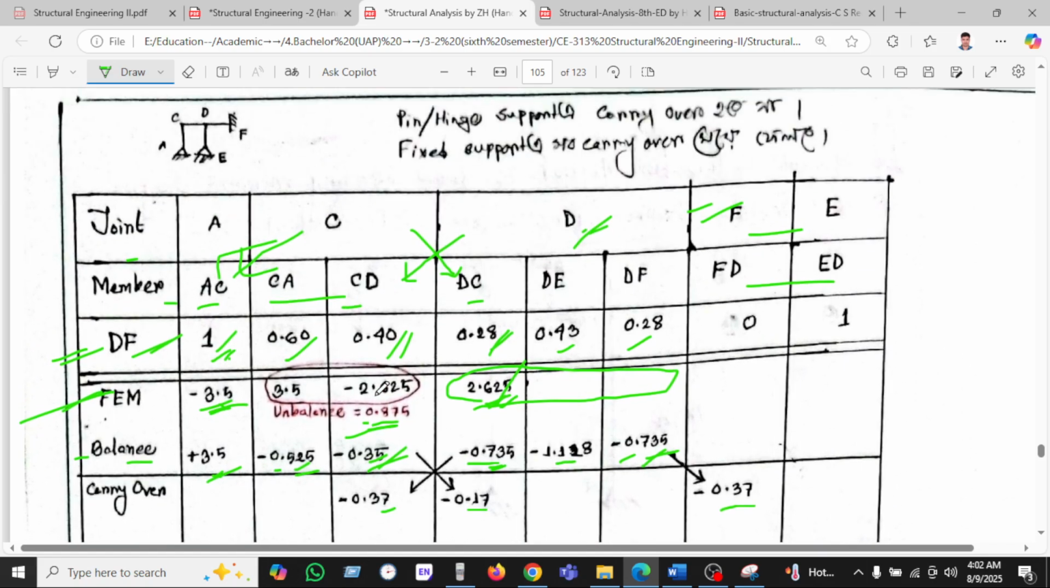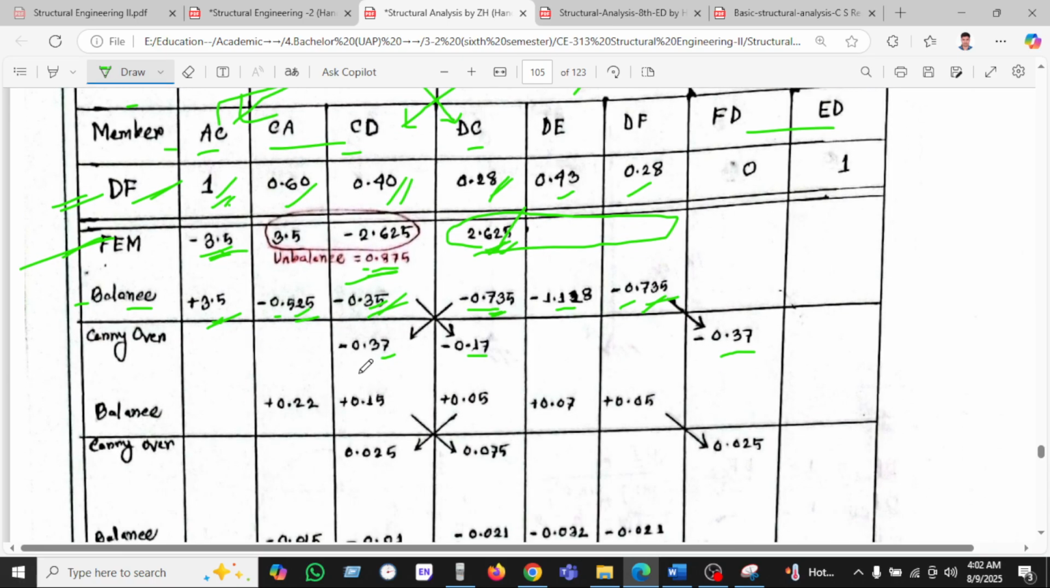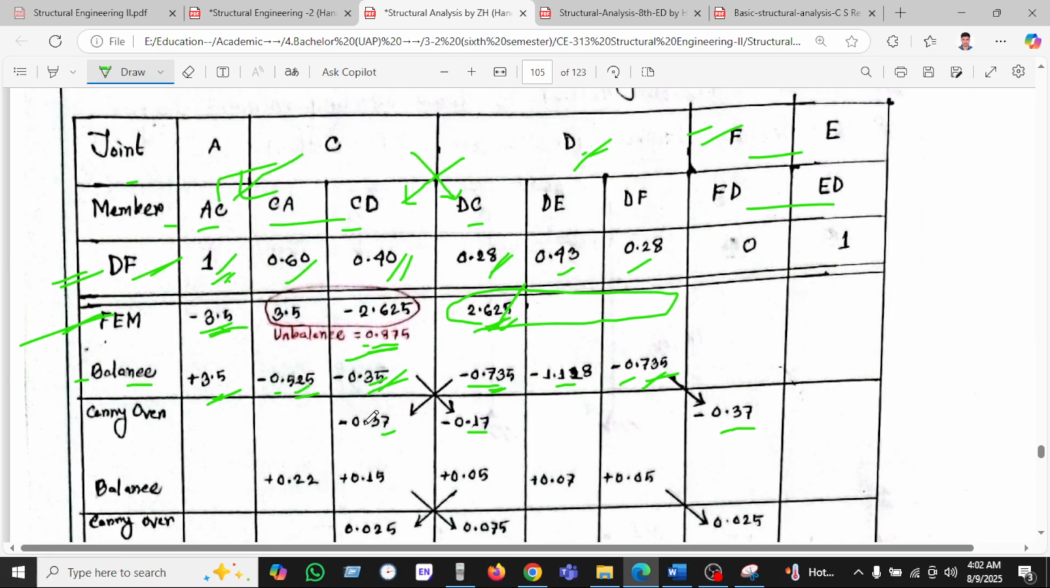Okay, so we can see here, in this case we can calculate this. 0.37 multiplied with 0.40 gives 0.15, 0.37 multiplied with 0.60 gives 0.22, and in this case 0.17 multiplied with 0.28 gives 0.05, and 0.17 multiplied with 0.43 gives 0.07.